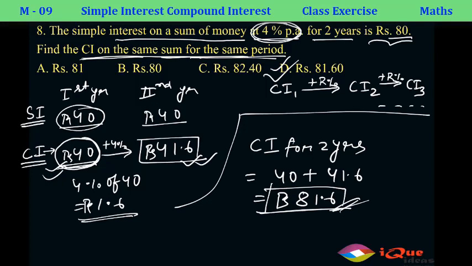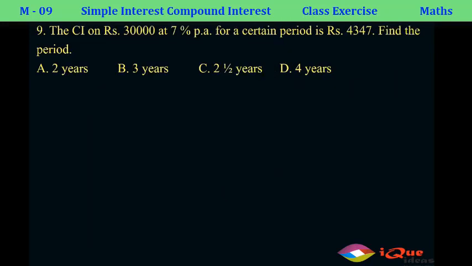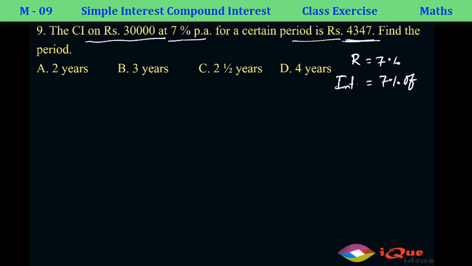Okay, now let's go to the next question. Now this question says the CI on 30,000 at 7% per annum for a certain period is 4347. Find the period. Now, again, we can do some direct calculation also. If I assume that it was a simple calculation of simple interest and the rate is 7%, alright, then the interest of 1 year has to be 7% of 30,000, which will be equal to approximately 2100 rupees.